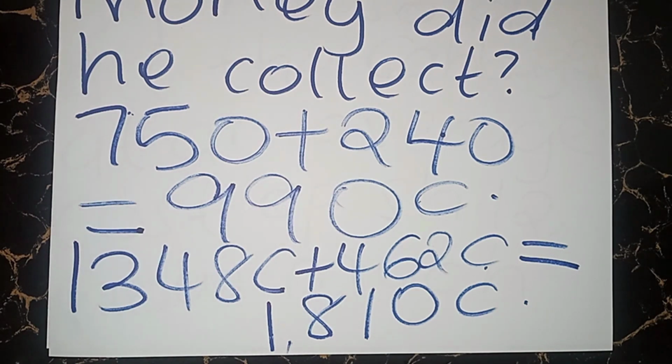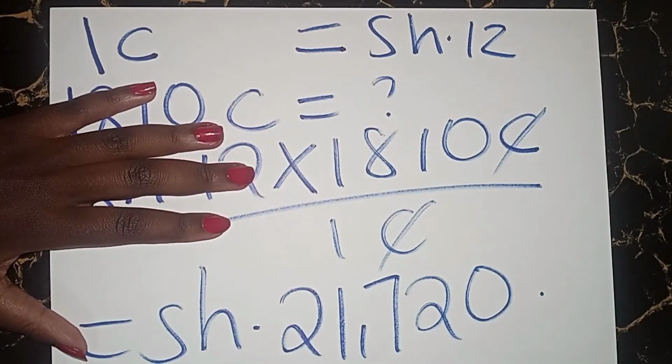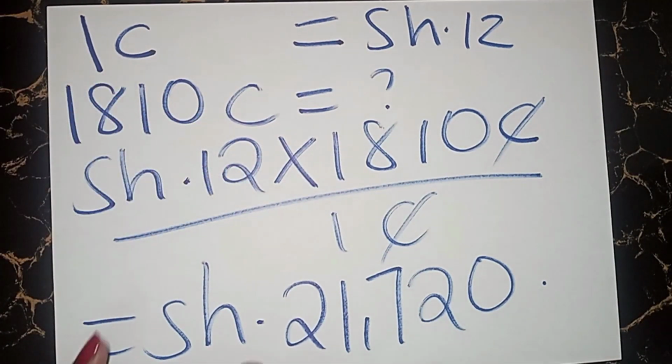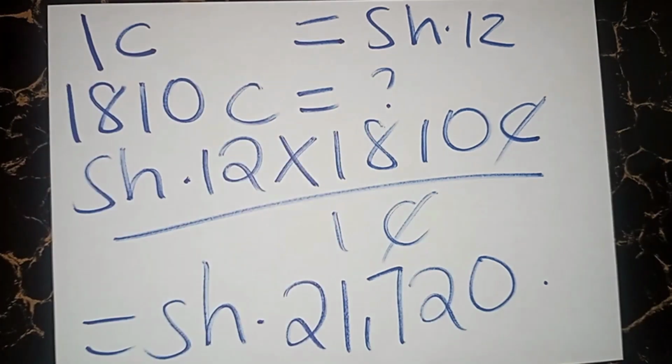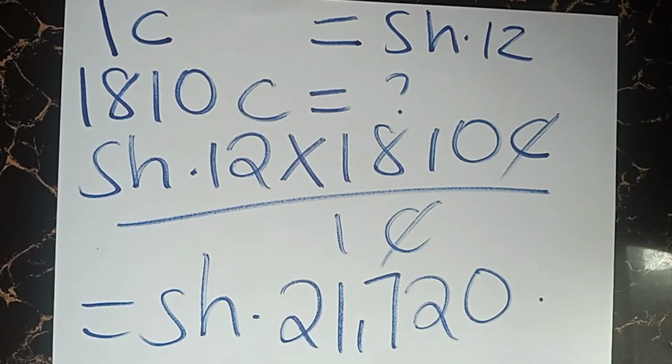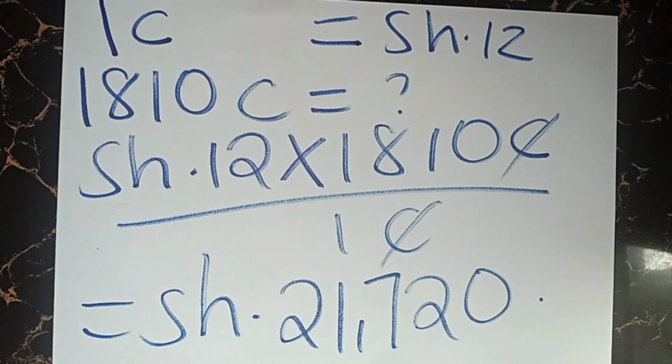Okay, sorry, 12 shillings per cabbage, not kgs. So if one cabbage went for 12 shillings, we'll ask ourselves how much money he got after selling all the cabbages, which is 1,810 cabbages. So he'll definitely get more money, right? So that's why we'll multiply these 12 shillings with a bigger number and then divide by the smaller number, okay?